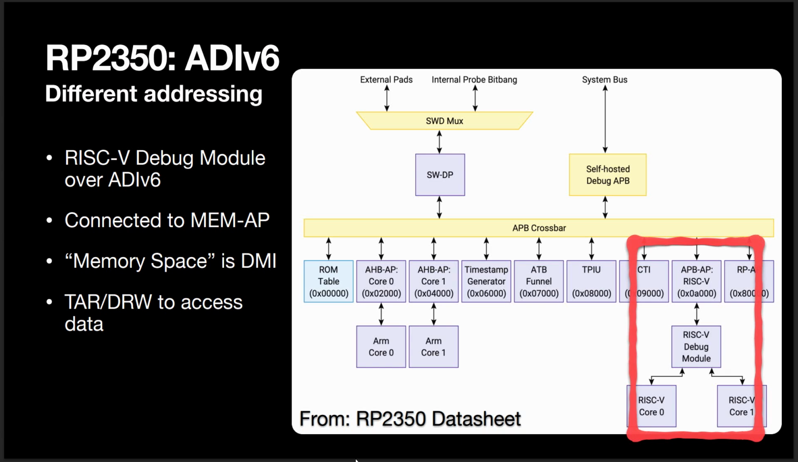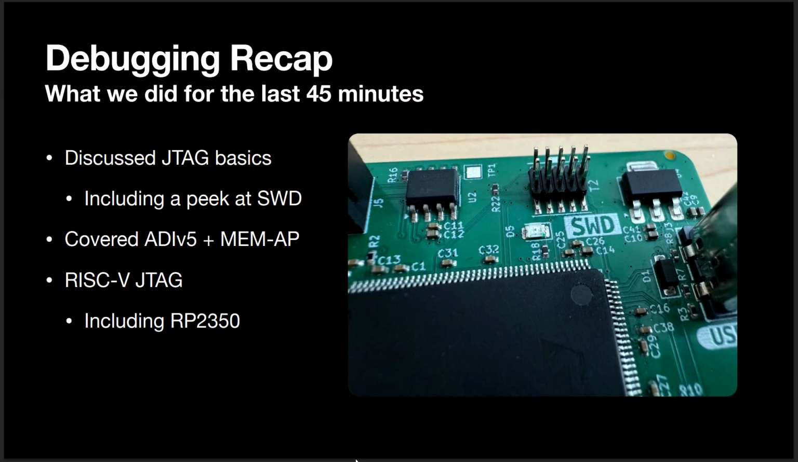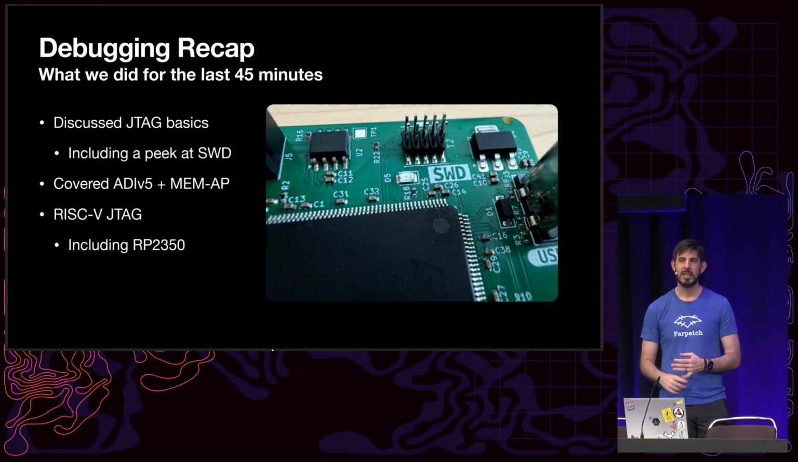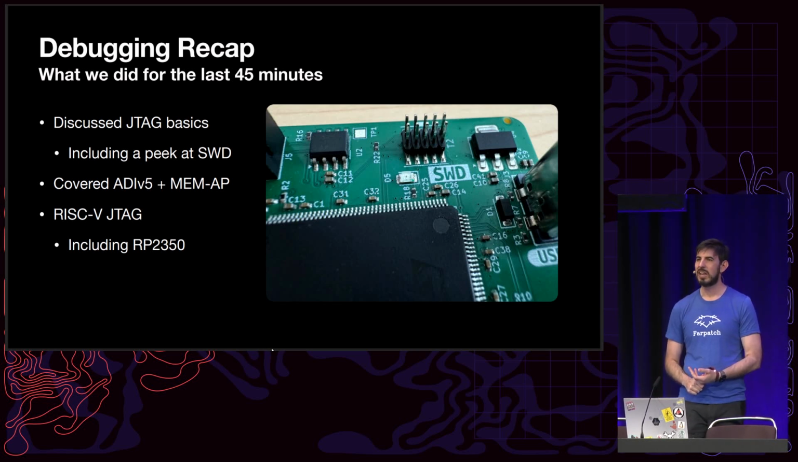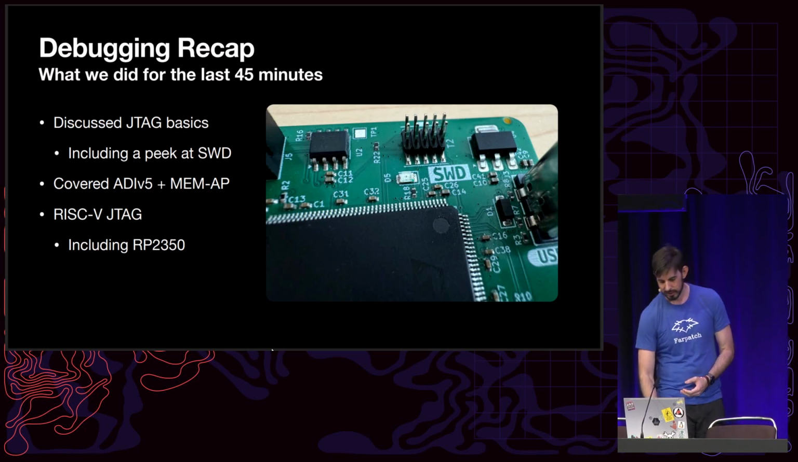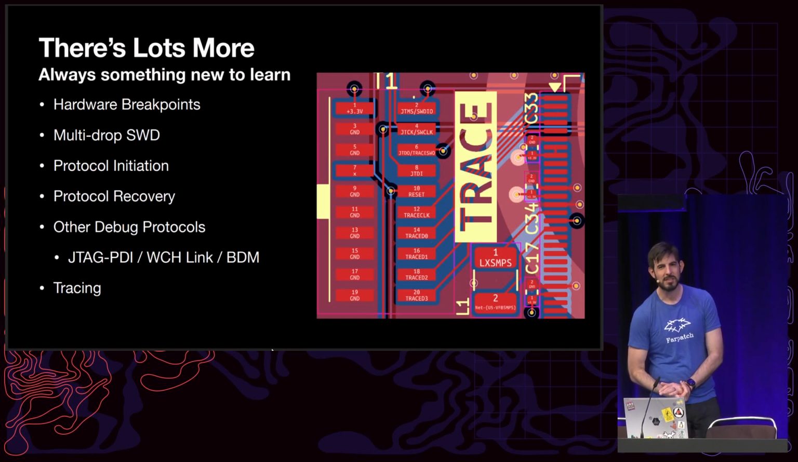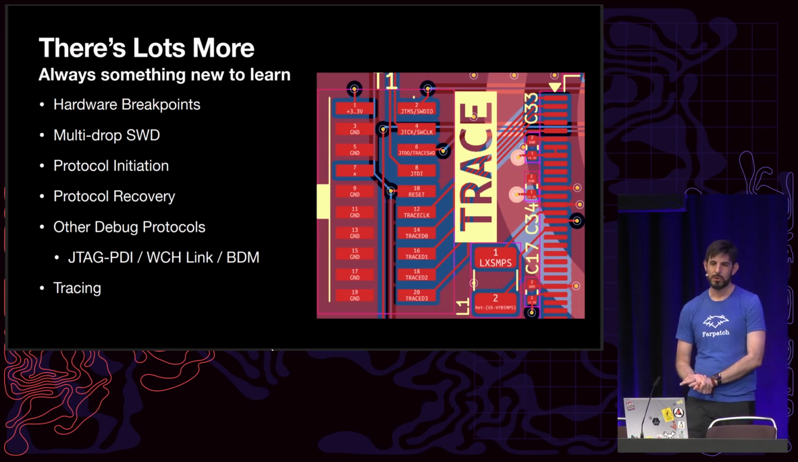So to recap what we talked about over the last 45 minutes, we started by talking a little bit about the JTAG basics, and we took a brief peek at how SWD works. We covered ADI5 with the MEM-AP, and then we took a detour for RISC-V and talked about how they do it over JTAG. We mentioned the RP2350 and how that works over SWD. I want to say that this isn't everything. There's always a lot more to learn.